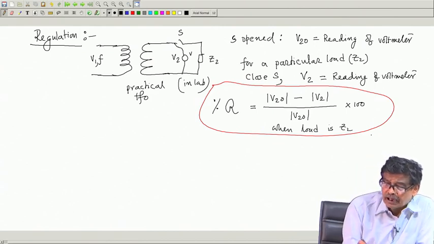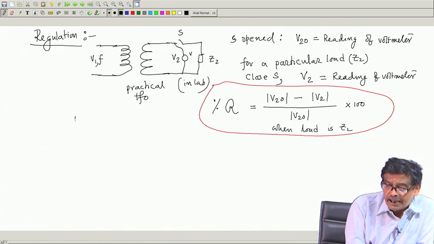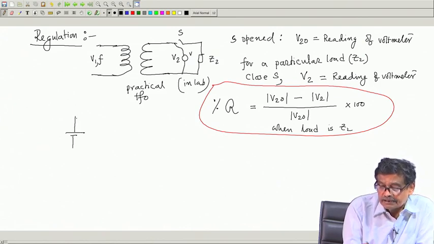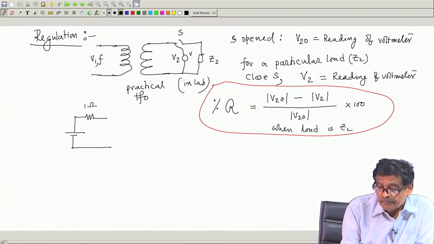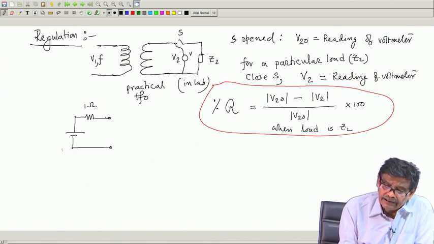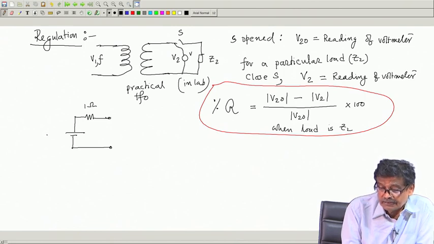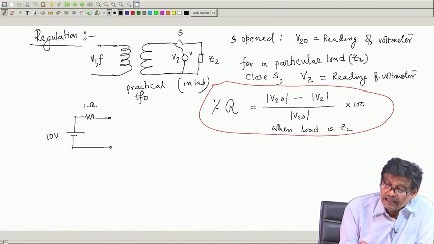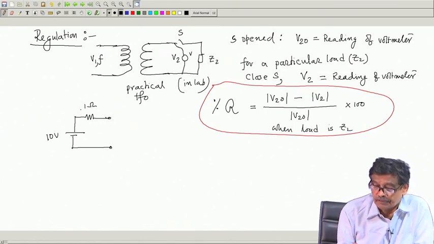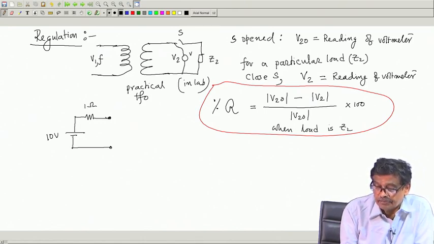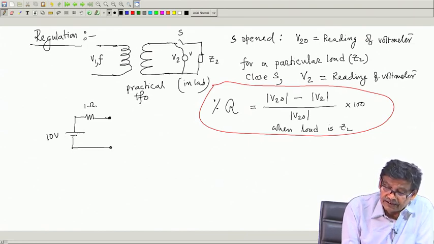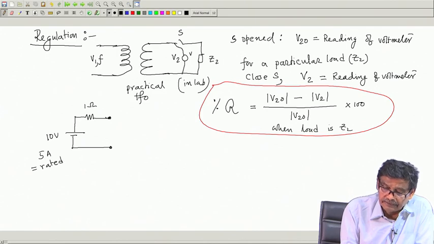Regulation is best understood like this: suppose you have a battery with internal resistance 1 ohm. Okay. And suppose a source of DC voltage, this voltage is 10 volt and its internal resistance is 1 ohm, and these are the terminals of the battery. And suppose the rated current the battery can supply is 5 ampere, equal to the rated current of the battery.